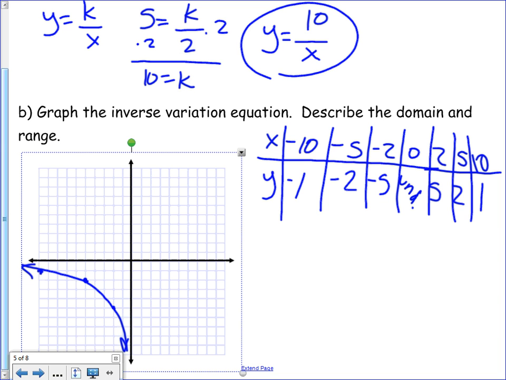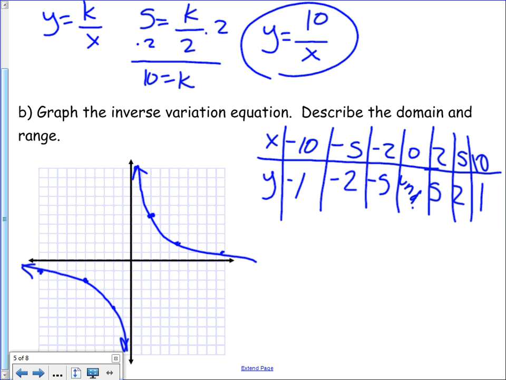Now for 2, 5. Oops, that was 2, 5; I graphed 1, 5. Sorry about that. 2, 5, then 5, 2, and 10, 1. And so this one is like this. And now we've graphed the inverse variation equation of y equals 10 divided by x.